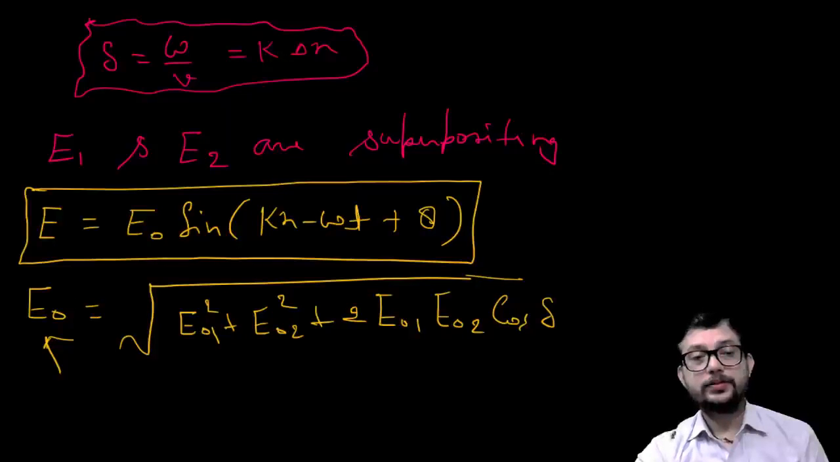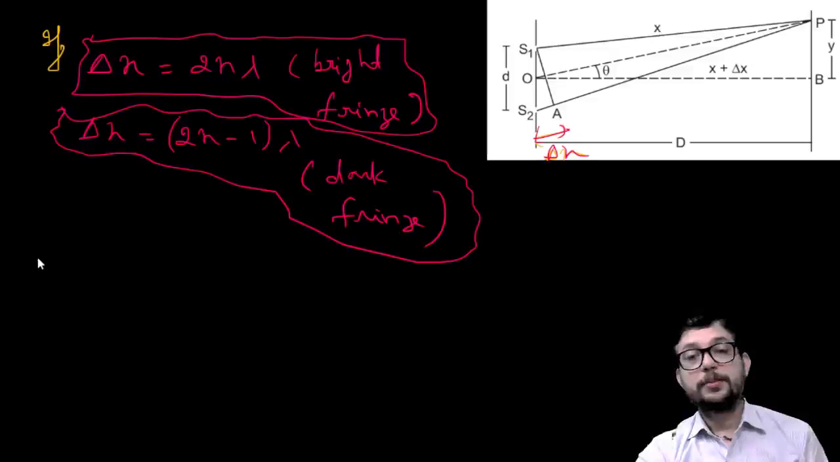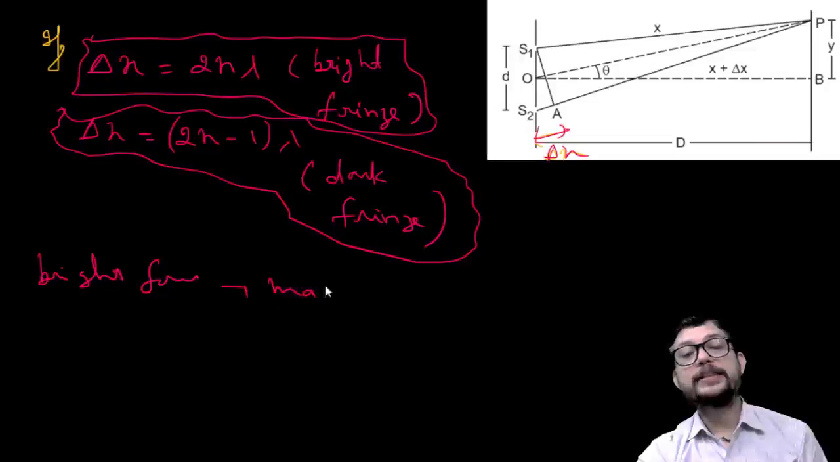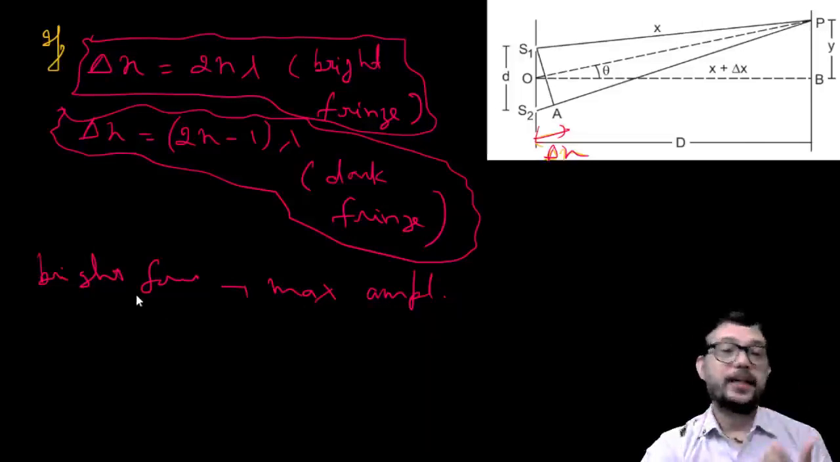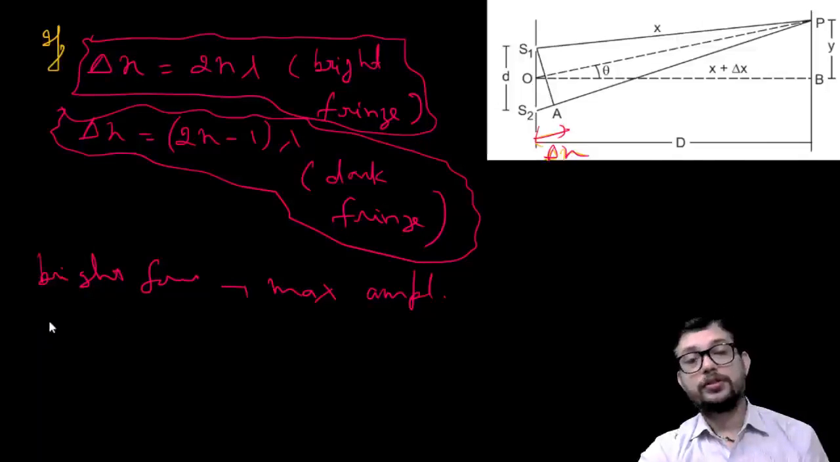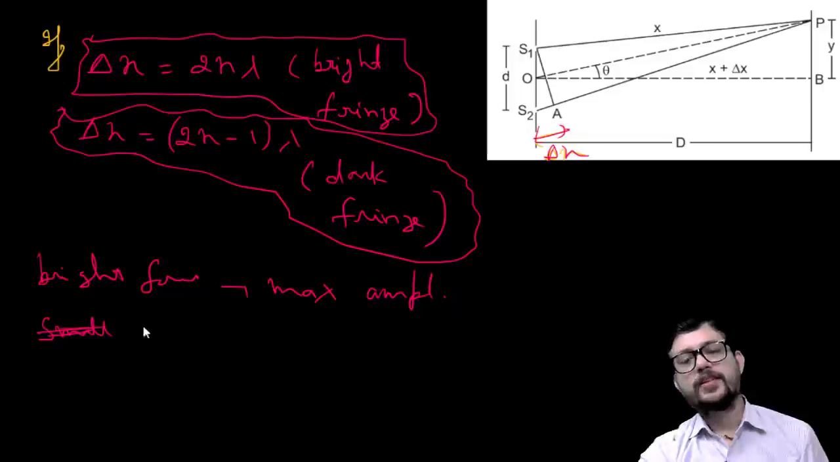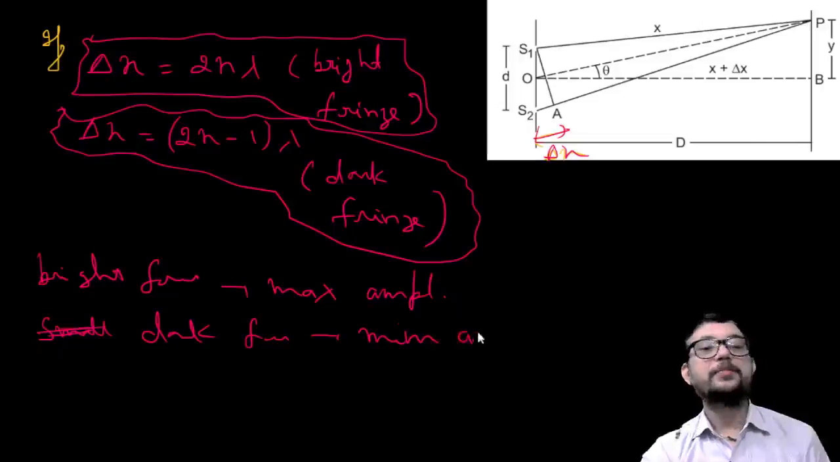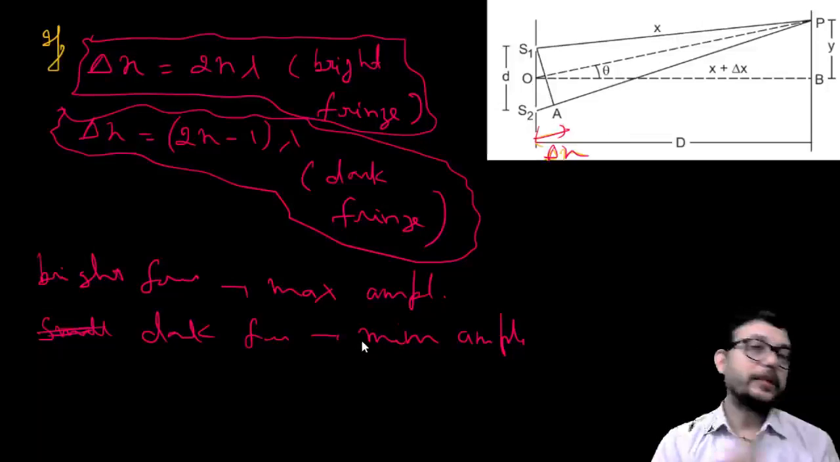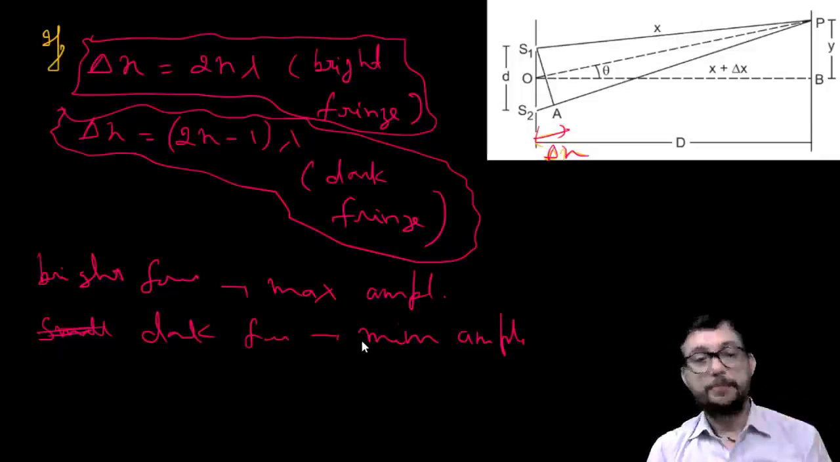Also, one thing you have to know is that the bright fringe represents maximum amplitude. So if we have maximum amplitude, then it is the bright fringe. And the dark fringe means the minimum amplitude should be there. So if the amplitude is maximum, we get the bright fringe. If the amplitude is minimum, we get the dark fringe.